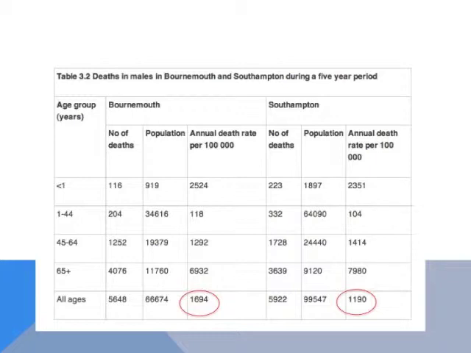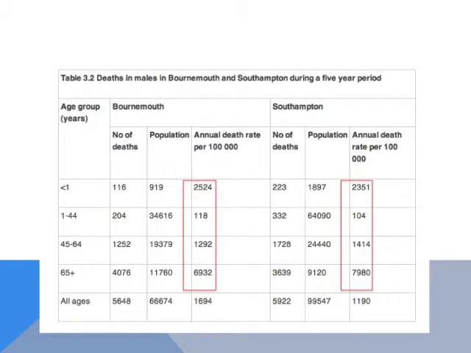In this example, crude mortality from all causes in males over a 5-year period was higher in the British coastal town of Bournemouth at 1,694 deaths per 100,000 males, compared to the coastal town of Southampton with a mortality rate of 1,190 deaths per 100,000 males. However, this difference disappeared when death rates were compared for specific age groups, where the rate is higher in Southampton for the older age groups.